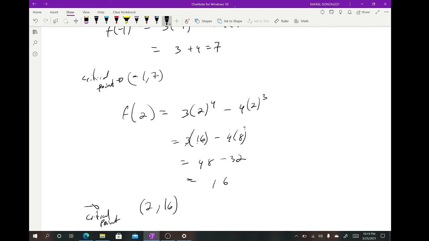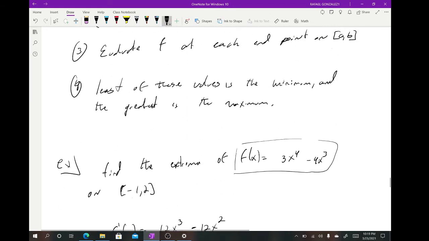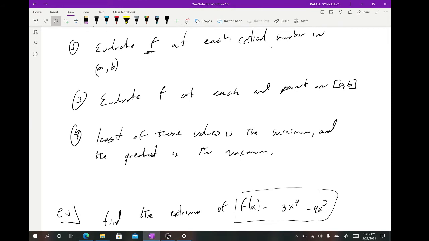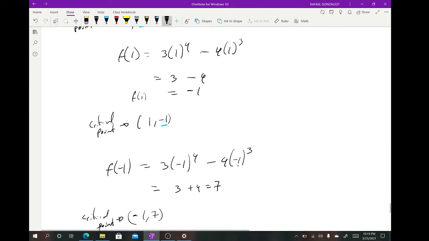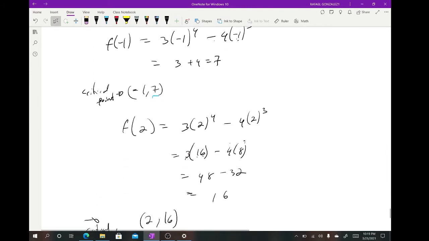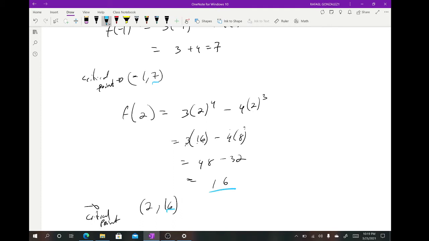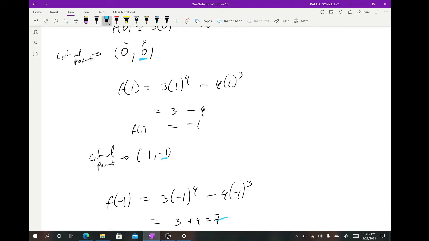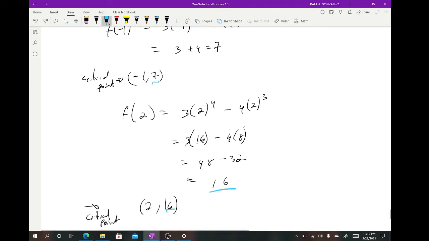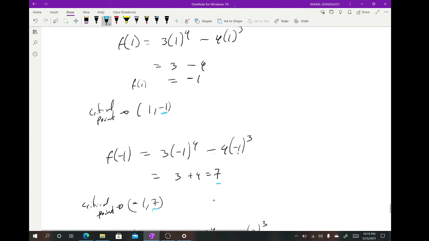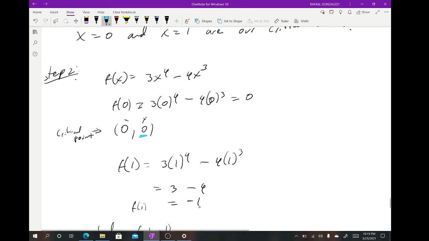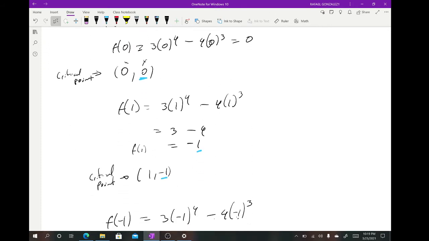Now the final step is to compare them. The final step is to pick the least of these values as the minimum and the greatest as the maximum. So we're comparing the outputs of these points. Yes, you could have just simply written them and compared without writing them in point notation, in the coordinate notation. But in the future we're actually going to be plotting them, so it's important that you begin to write them down as coordinate pairs.